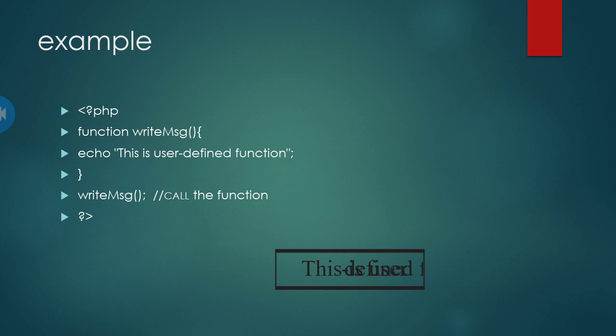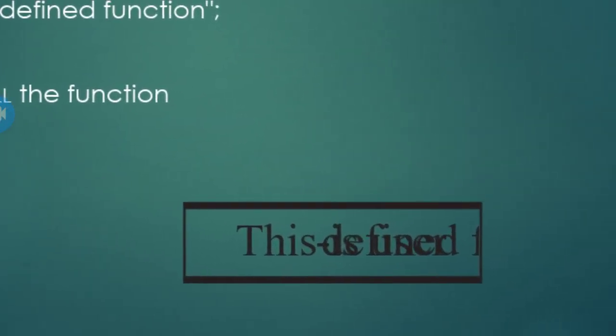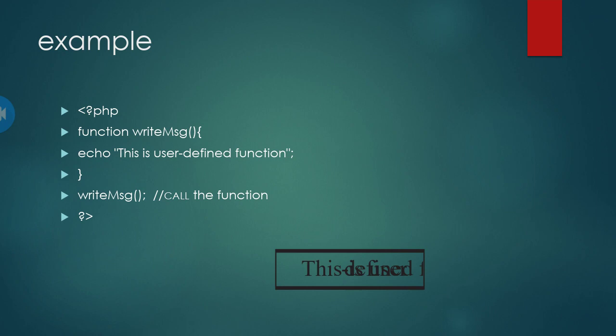Calling a function means we are calling the function. It will transfer the call to write message. So it will transfer the call to the second line of this program, that is write message. So in write message, what will be the code? It will print that thing. For example, here the message is this is user defined function. So it will print the message in the output as this is user defined function. So this is function calling.